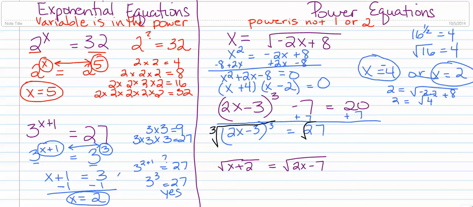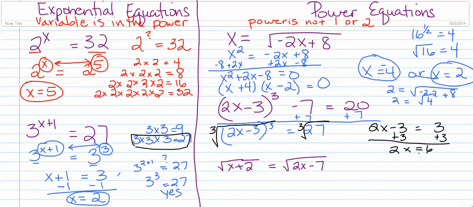So these basically cancel each other out, or they undo one another, and that's going to leave me with 2x minus 3. And the cube root of 27 is 3 because 3 times 3 times 3 is what gives me 27, if you remember over here on this problem. And so now I can solve this for x. Add 3 to both sides, I get 2x equals 6. And divide by 2, I find out that x equals 3.